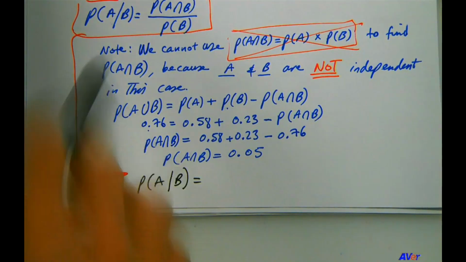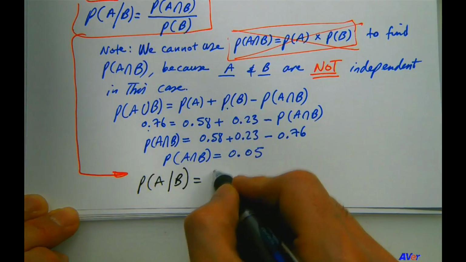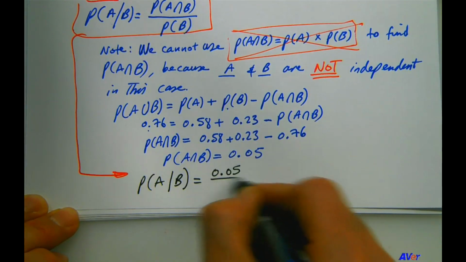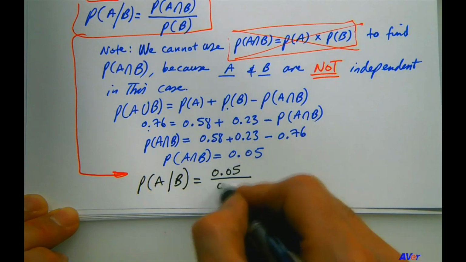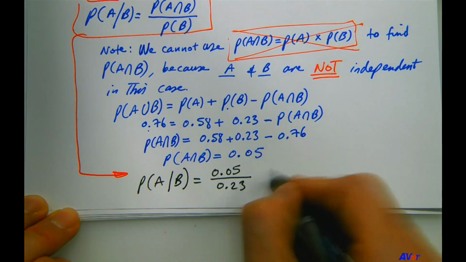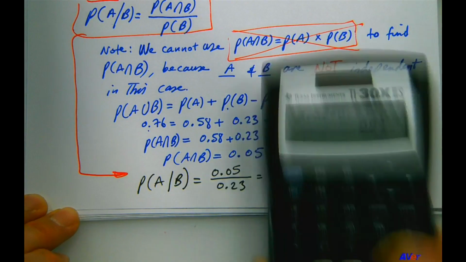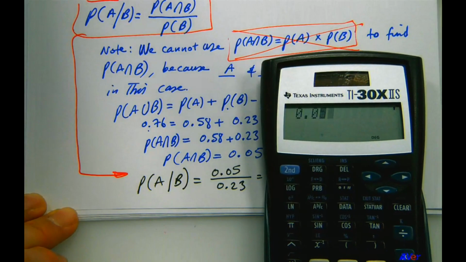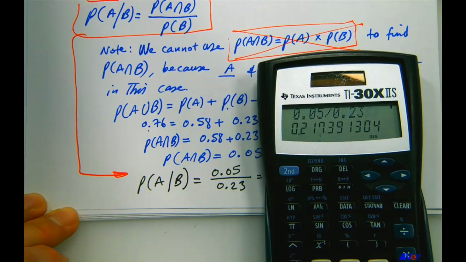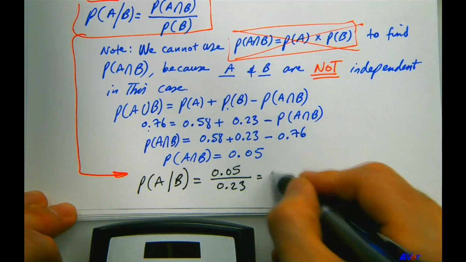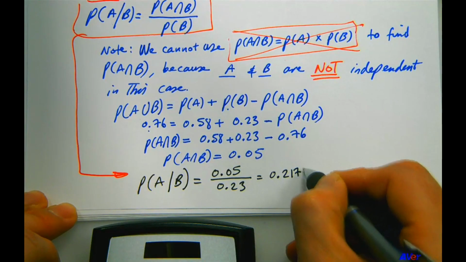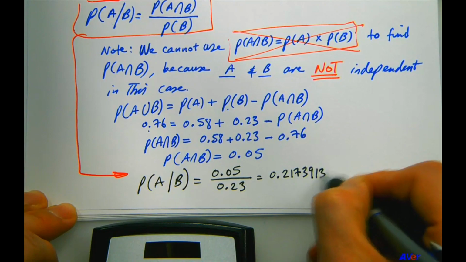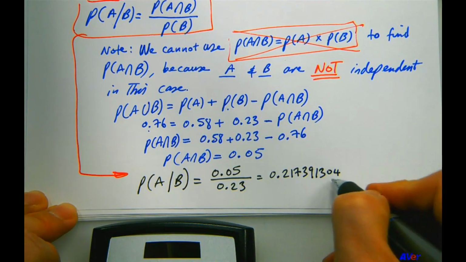that's equal to probability of A intersection B, which we just found using the additive rule, divided by probability of B, which was 0.23. So what do we get? Let's calculate that. So we have 0.05 divided by 0.23. We get that number, right? So let me write that down, 0.217391304.